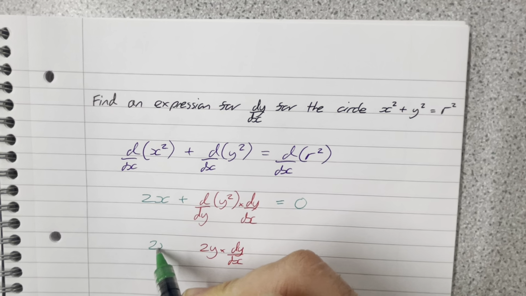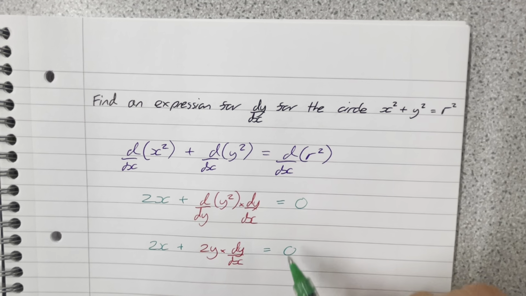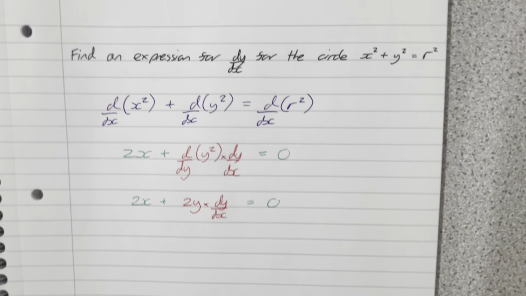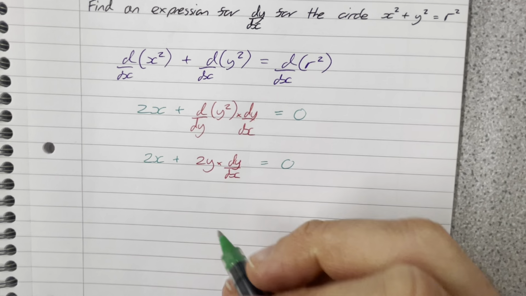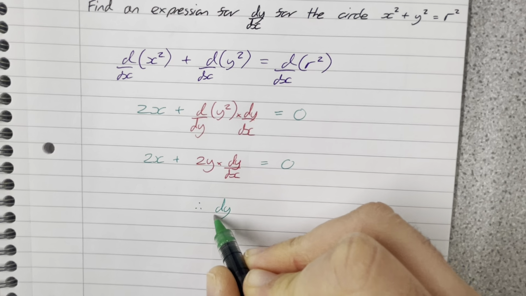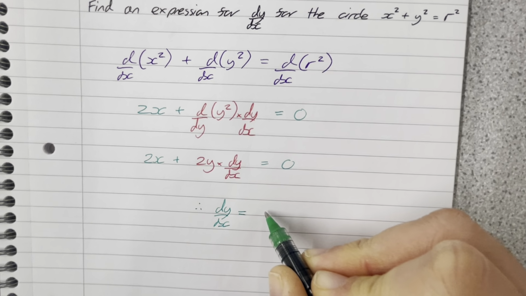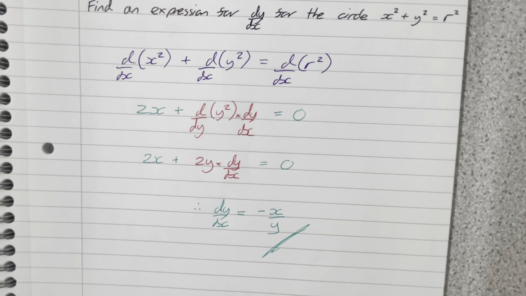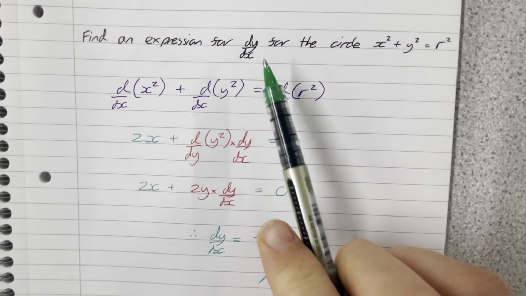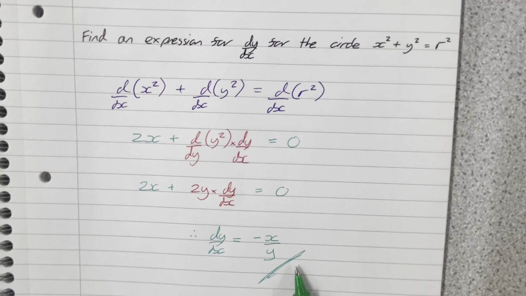That's still 2x over there. That's still a 0 over there. And now make dy by dx the subject. Well, I can divide the whole thing by 2, subtract the x, divide by y. I get that dy by dx is equal to minus x divided by y. That's the answer. That is an expression for dy by dx for that circle. There we go.